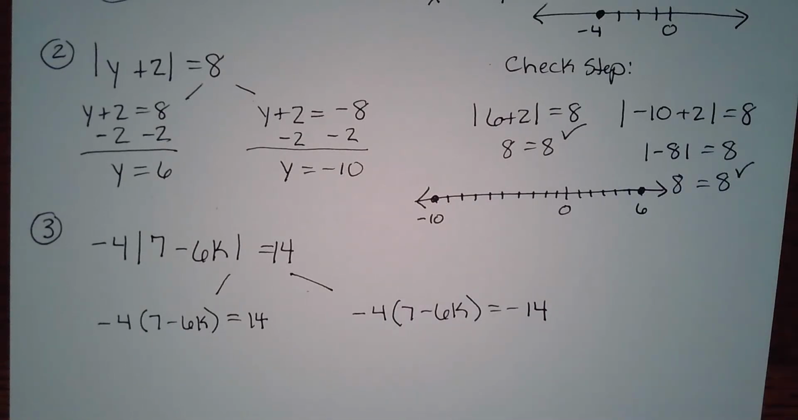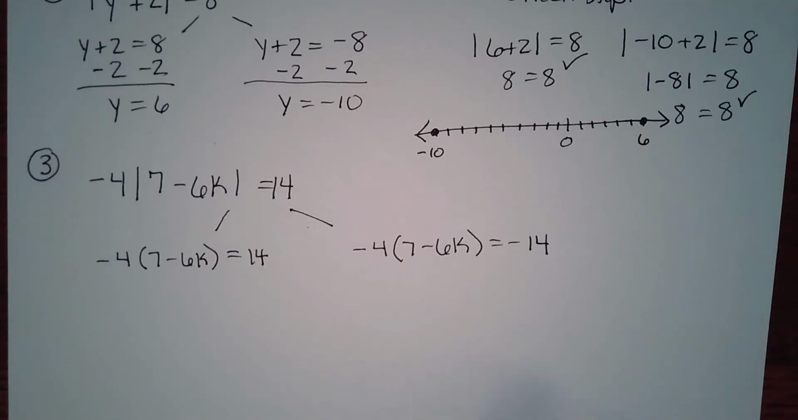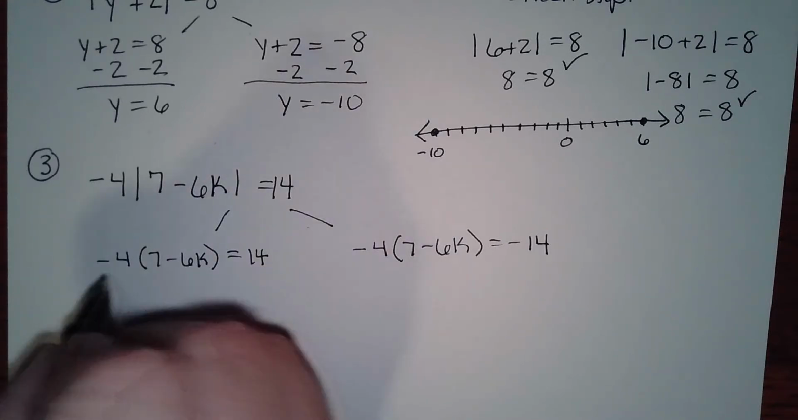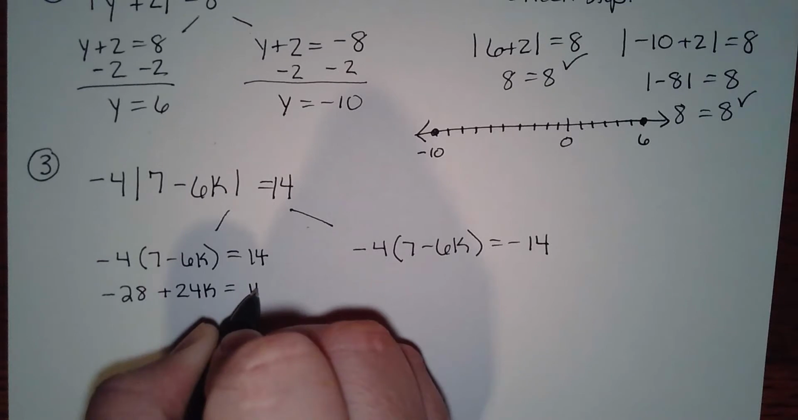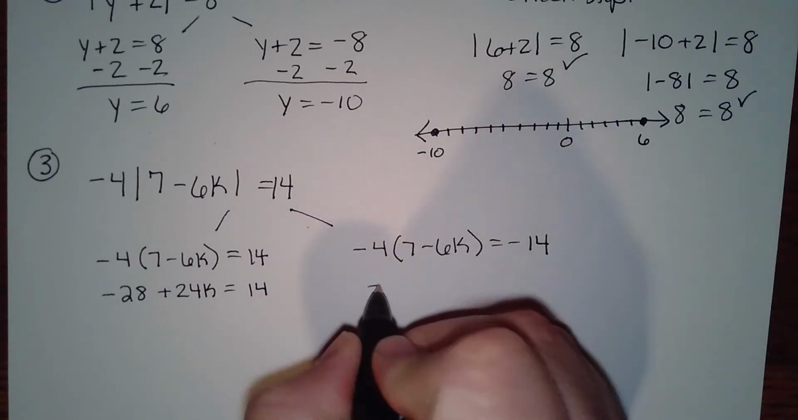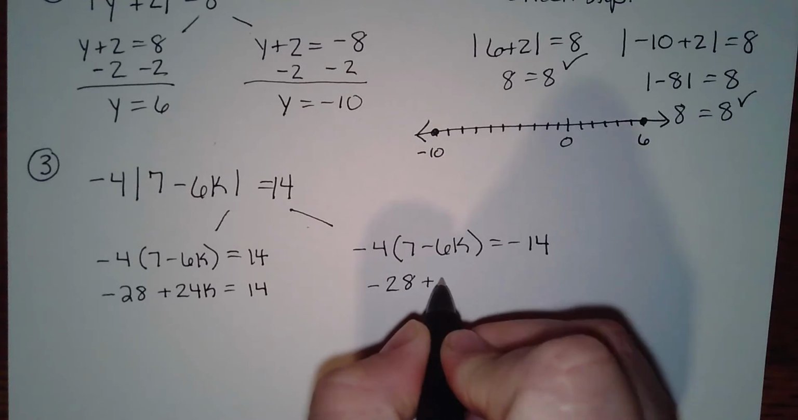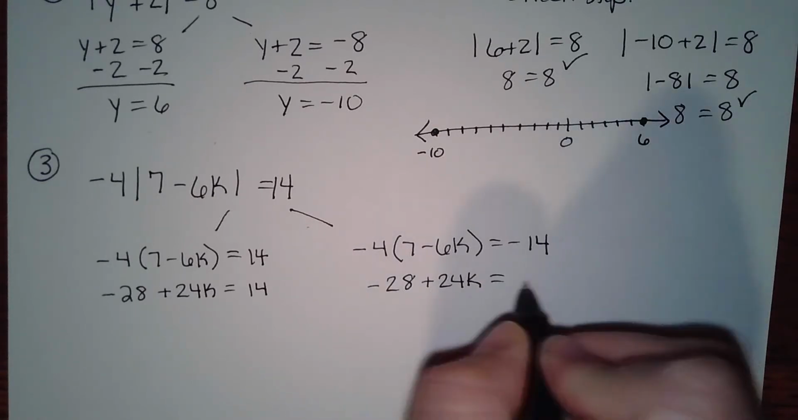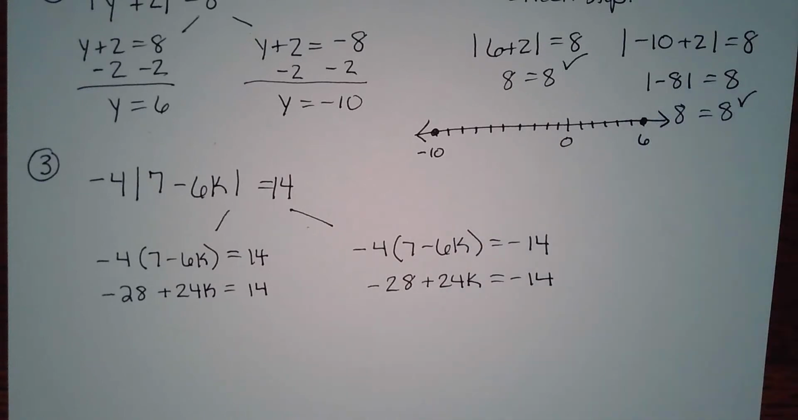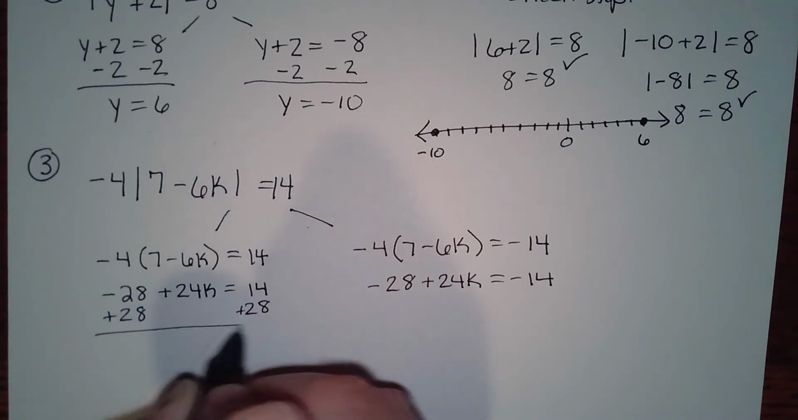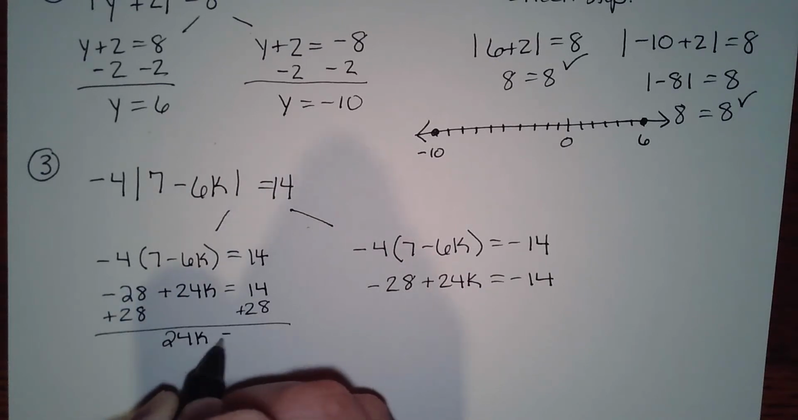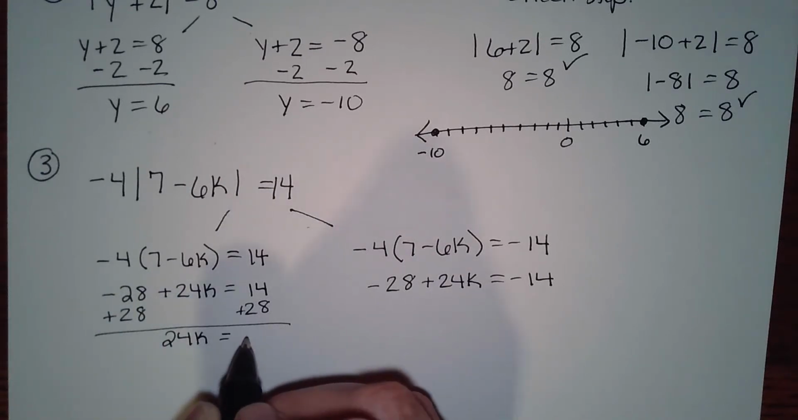All right, hopefully I didn't lose you. So now that you have the positive side and the negative side, let's take and do our distributive property now. So I'm going to have negative 28 plus 24k equals 14. And on this side, I'm going to have negative 28 plus 24k equals negative 14. We work each problem accordingly. So I'm going to add the 28 across here. And I get 24k equals 42.